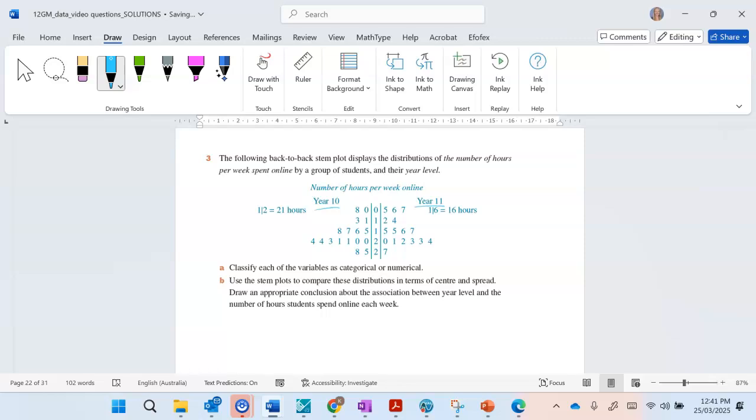Classify each of the variables as categorical or numerical. So, variables are italicized, so number of hours is going to be your numerical, and then year level is categorical. All right, use the stem plots to compare these distributions in terms of center and spread. It doesn't ask for the shape, but we'll do that anyway. Draw an appropriate conclusion about the association between the year level and the number of hours students spend each week.